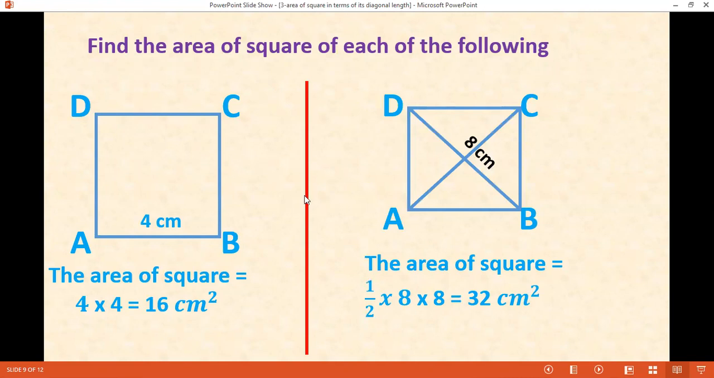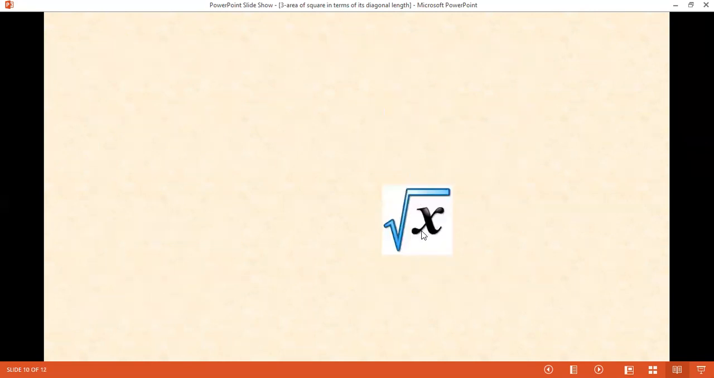So before I solve, I have to choose. If I have the side, I have to use this area, and if I have the diagonal length, I have to choose this rule. Area of a square equals what? Half by base by base, or half by d by d. And they gave me only one length of diagonal because they are equal, so I have to use it twice. 8 multiply 8.